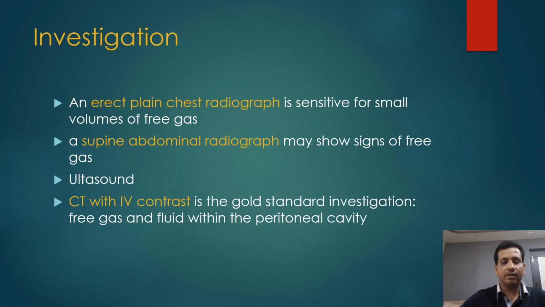Moving on to the important radiological investigations. Most important is the erect plain chest radiograph, and it is very sensitive even for small volumes of gas, like we can detect even 1 ml of free gas if properly performed. And the second important investigation is the supine abdominal radiograph, and it may show signs of free gas if the amount of pneumoperitoneum is more. And ultrasound has an additional role in detecting pneumoperitoneum. And most important is the CT with IV contrast, the gold standard investigation, because it can identify free gas and fluid within the peritoneal cavity, and it can help us to identify the cause and the site of perforation.